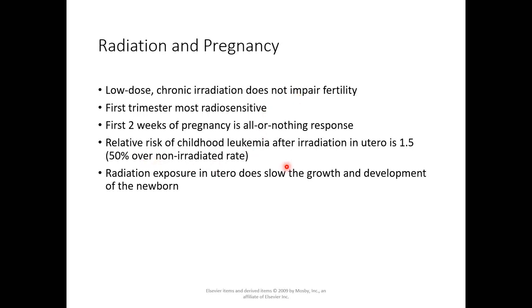The relative risk of childhood leukemia after irradiation in utero is 1.5, like I mentioned earlier. And radiation exposure in utero also slows the growth and development of the newborn. So these are all important points to remember for radiation and pregnancy.